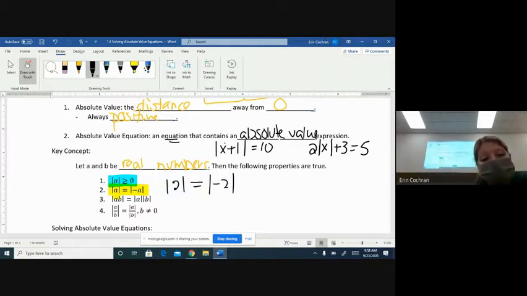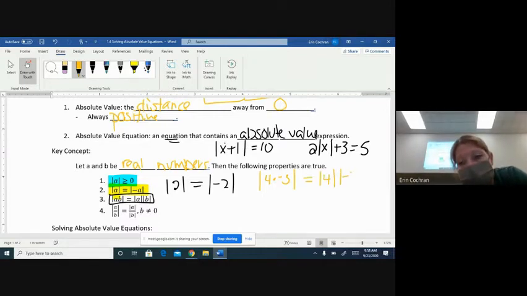The next one: is the absolute value of A times B equal to the absolute value of A times the absolute value of B? Well, let's think about it. Let's do a problem. Give me a number for A. 4. Give me a number for B. Let's do -3. All right, our A was 4, and our B was -3. What's 4 times -3? -12. The absolute value of -12 is 12. You guys okay with that?